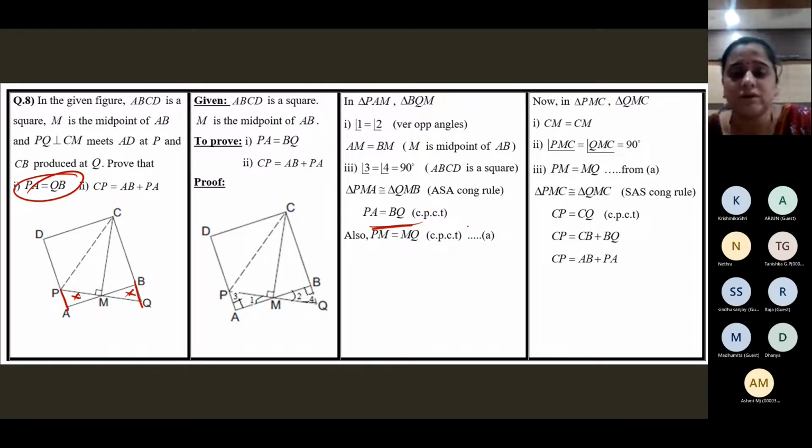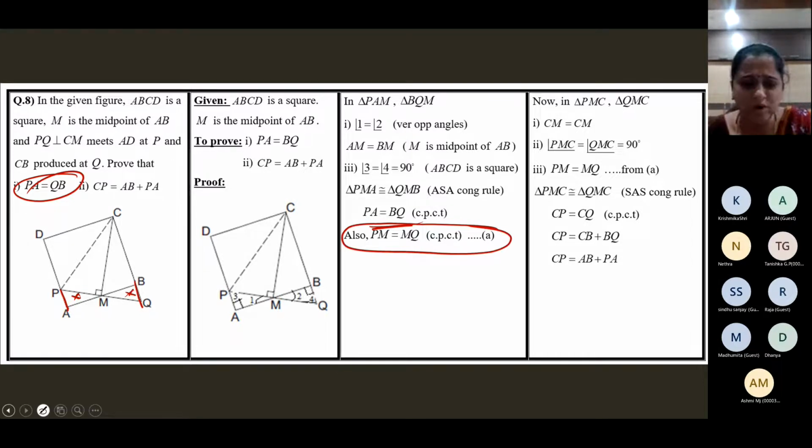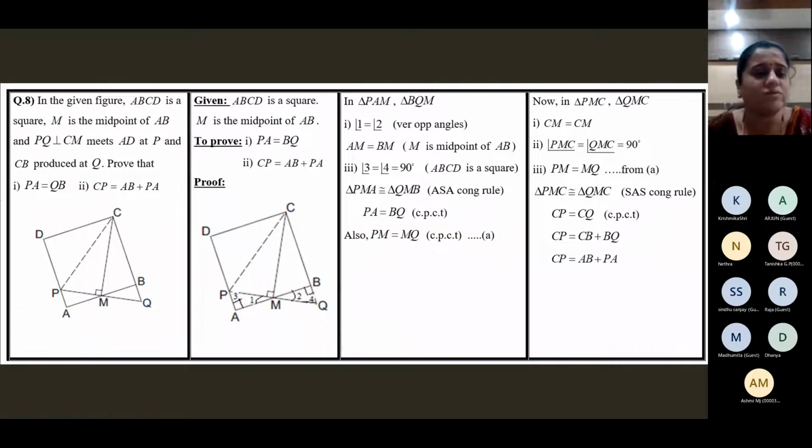Now, as of now, we don't know why we should write PM is equal to MQ. How do we know that? So don't write it. When you're revising the proofs, you're asked to prove that PA is equal to QB, and we proved that PA is equal to QB. How do we know that we have to write this? Don't write it now. Even I don't know that we have to write it now. Nobody can make that out. Don't write it now. You go ahead with the next thing.